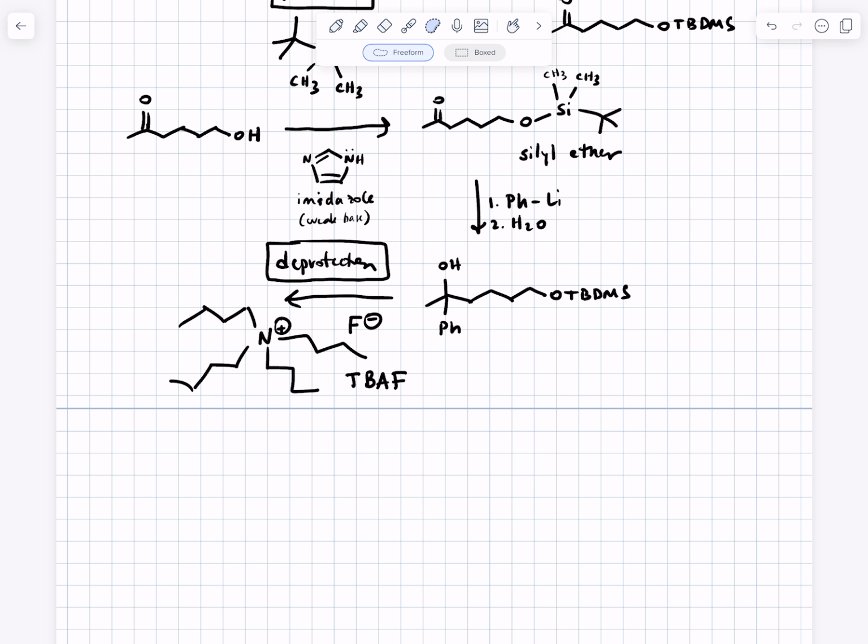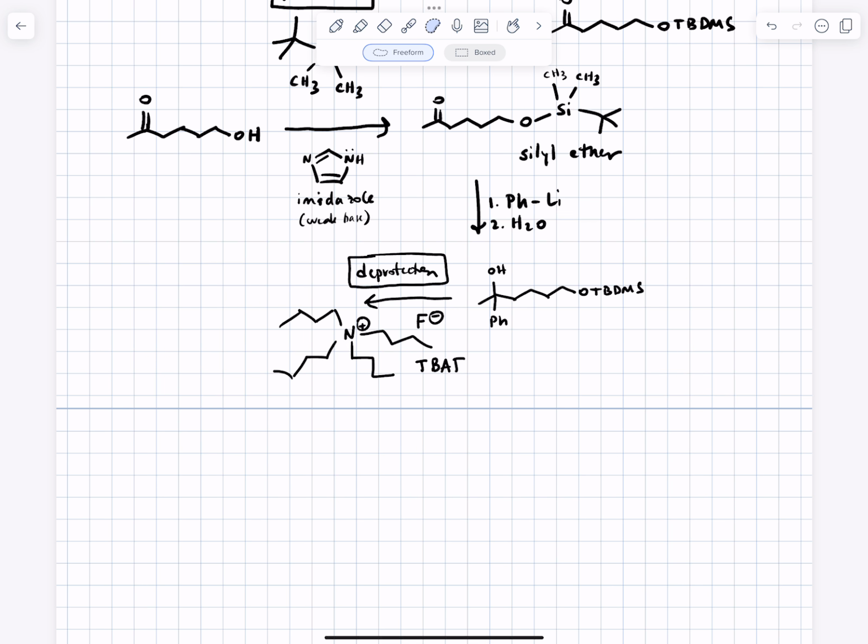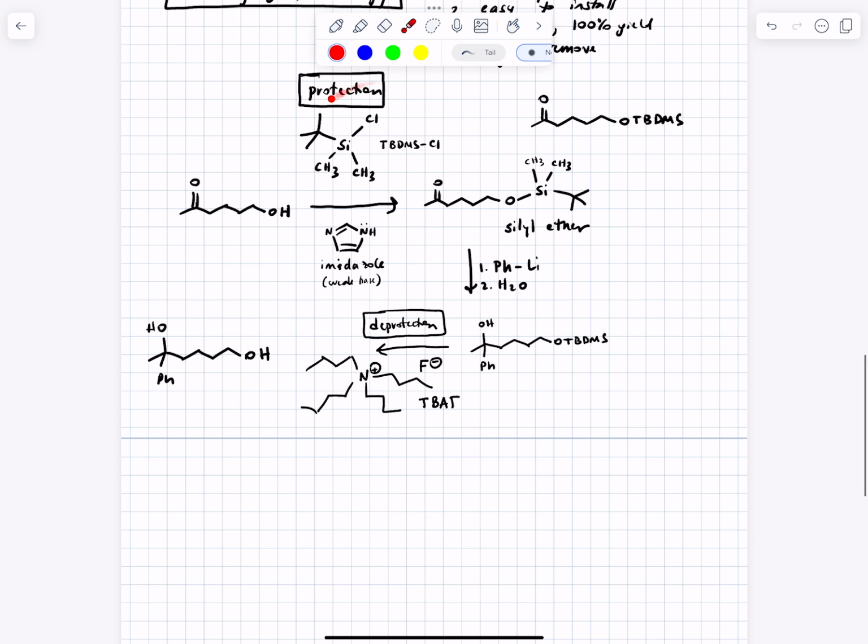So tetrabutylammonium fluoride will remove the silyl ether and restore the alcohol in its place. That's the deprotection step. And again, the reason this works is because the protection and deprotection steps are both fast and 100% yielding, and that allows you to sidestep the whole problem with the alcohol.